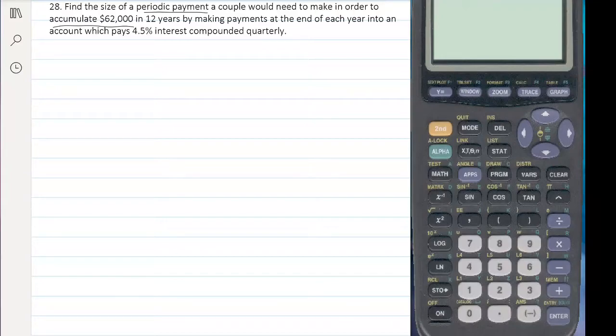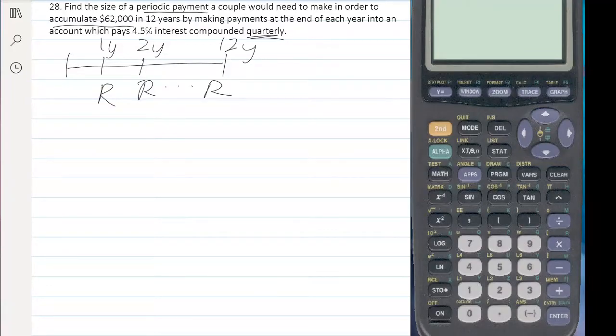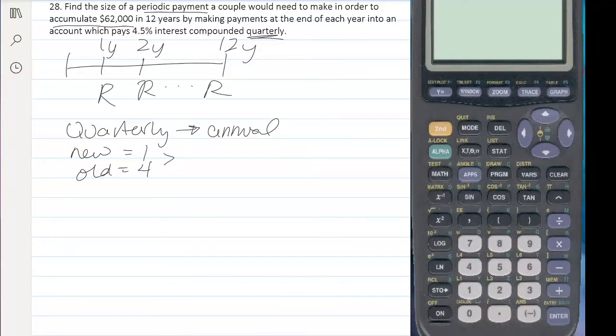Into an account which pays quarterly. So again we have to start our timeline here. We're doing 12 years and we're figuring out how much we pay at the end of each year, into an account that pays 7.7% interest quarterly. So we need to convert a quarterly rate into an annual rate. That means our new is 1, our old is 4, so that tells us that y is 4 over 1, or 4.